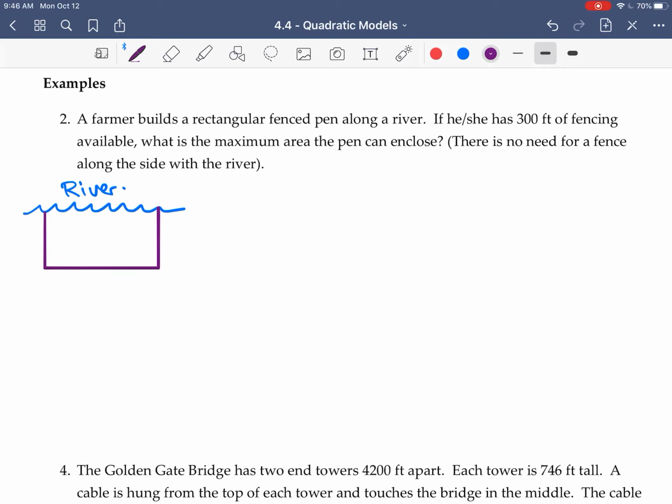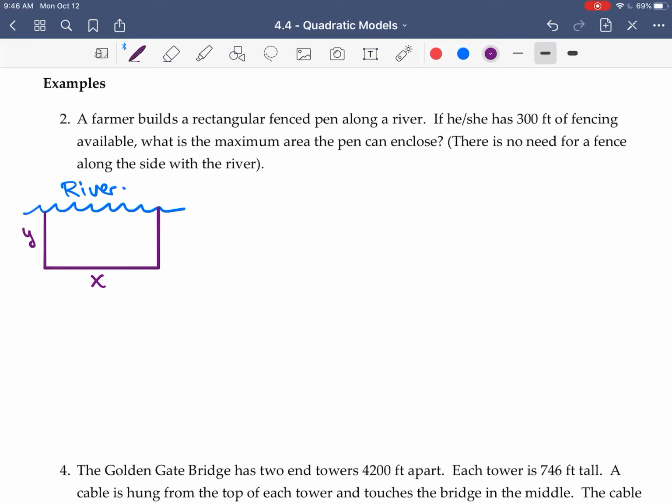Okay, and we don't know how big it is. So we can define our variables, right? So let's say this is X and this is Y. I should have gone the other way. Let's switch it. So let's say this is Y and this is X. So the X is the horizontal, Y is the vertical.